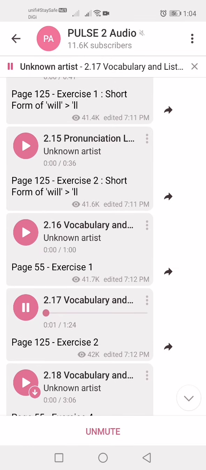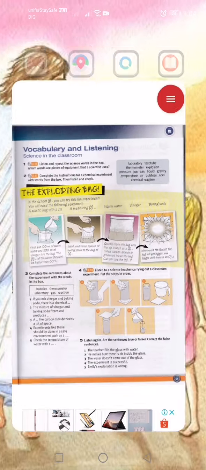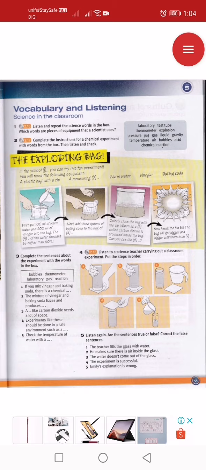Unit 5. Vocabulary and Listening. Science in the Classroom. Exercise 2. The Exploding Bag. In the school laboratory, you can try this fun experiment.